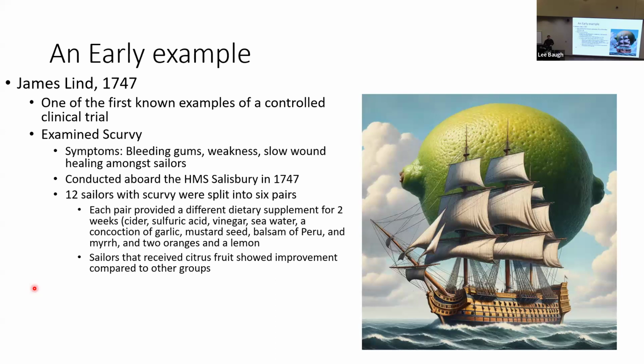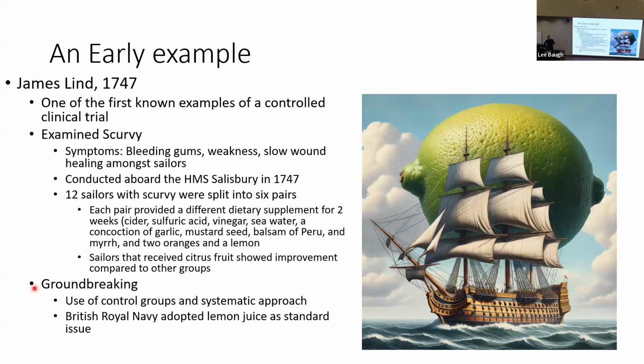So what he was able to show here, via the use of these control conditions of these different dietary supplements, was that those that were receiving the citrus fruit showed improvement, which allows James Lind to say, well, maybe it's the presence of the citrus fruit that is actually having a positive effect in this case.